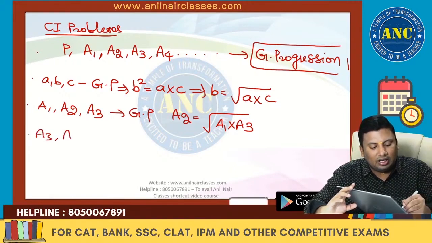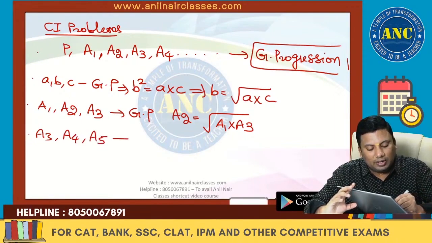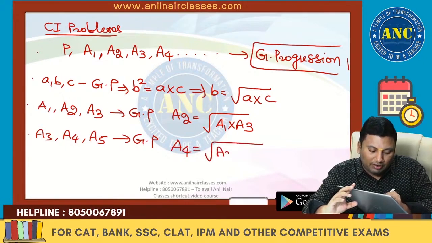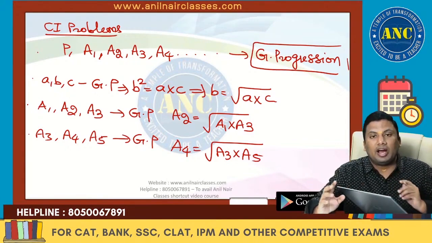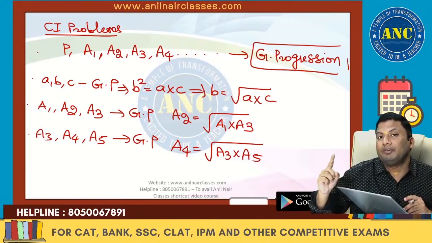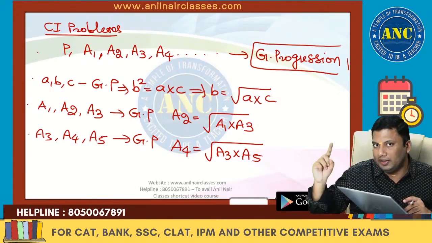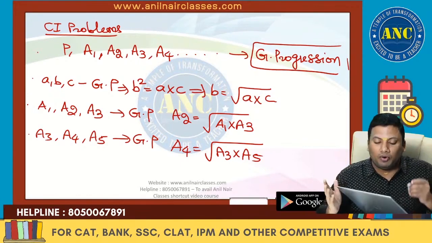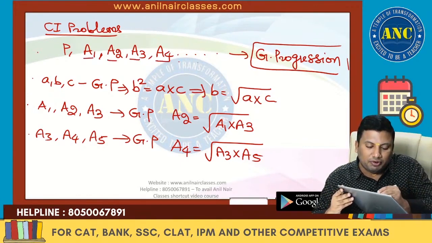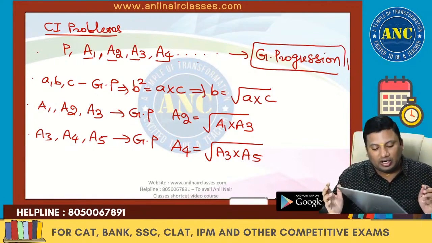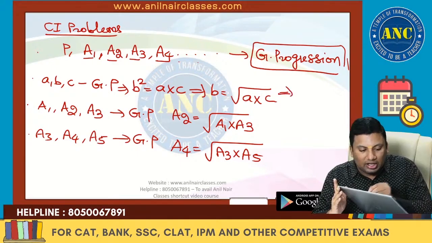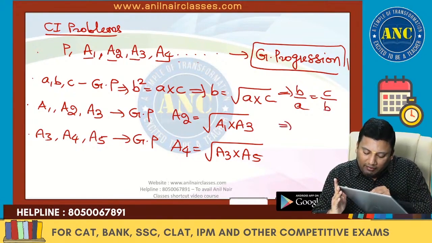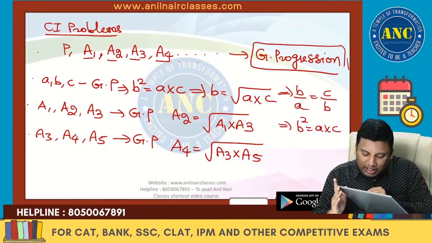Similarly, if A3, A4, A5 are in GP, A4 is nothing but the root of A3 into A5. I hope the ideas are clear. Because the multiplicative factor is the same, all the values in compound interest, which are the amounts A1, A2, A3, A4, A5, are in geometric progression. If they are in geometric progression, the ratio between consecutive terms is the same. B by A equals C by B, which is nothing but B square equals A into C.